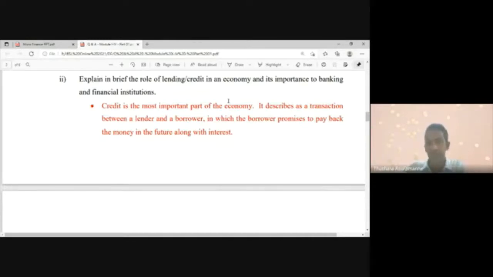Other than the 3 points they have mentioned, I think you can add another 3 or 4 points also, right? That's what it is, a general question, but these questions could come anytime.